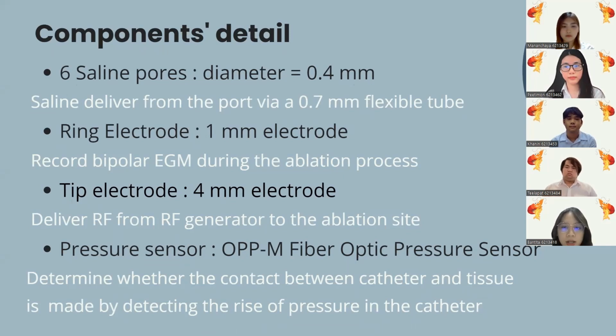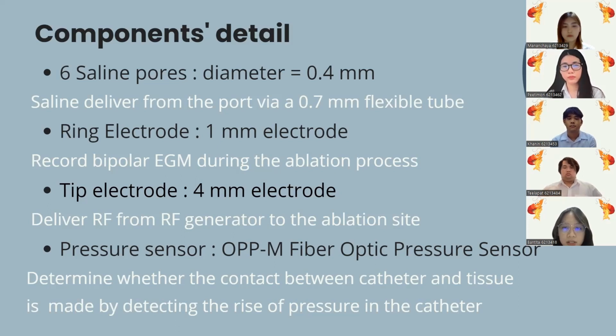Next is a ring electrode. It is embedded at the tip with a size of 1 millimeter. It is used to record a bipolar EGM during the ablation. There is one more electrode located at the distal end, which is a 4 millimeter tip electrode. This electrode receives radio frequency and delivers it to the ablation site. All the electrodes are made from platinum coated with iridium to prevent thrombosis.